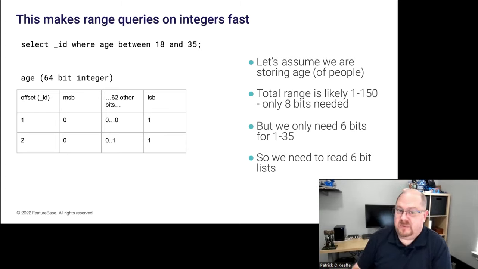And then even better is if you're doing a range query between 18 and 35, you only need 6 bits to represent 35. So you can ignore every bit list after 6. And so you only need to read 6 bit lists or 6 sets of roaring bitmaps. And even at a billion rows, if that data is relatively sparse, that can be only a few pages that you'll actually have to go read to calculate whether or not an offset meets that filter condition.